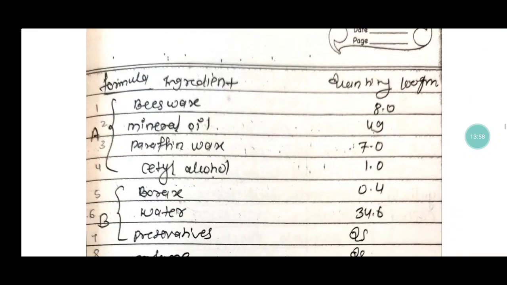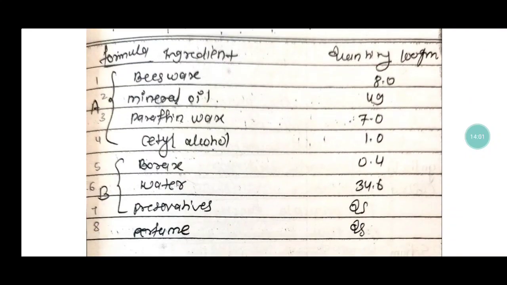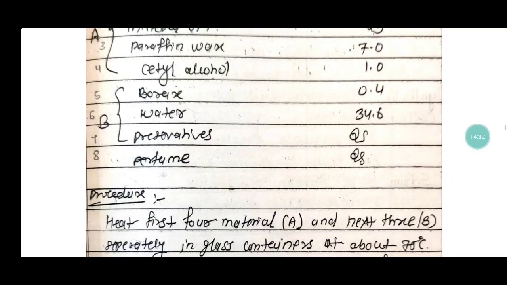The formula for cold cream is beeswax, mineral oil, paraffin wax and cetyl alcohol. We have to add these four ingredients first in the porcelain dish, then heat the mixture up to 70 degrees Celsius. Lastly the second mixture, that is borax, water and preservative, perfumes, are added to another porcelain dish and the mixture heated up to 70 degrees Celsius, and we have to add the mixture to make the water in oil type.